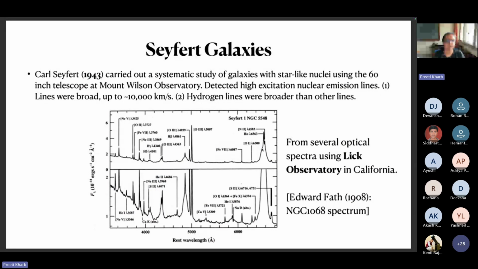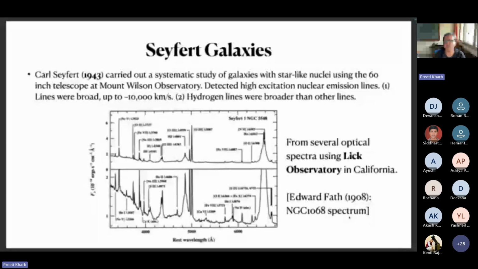So the story actually starts not even in 1943, it starts all the way in 1908. Here I've written a reference. This was a PhD student called Edward Fath, who used the Lick Observatory; his PhD thesis was actually to make a spectrograph. And he obtained the spectrum of the now well-known active galactic nucleus called NGC 1068. NGC stands for New General Catalogue, and 1068 is the entry number in that catalog.